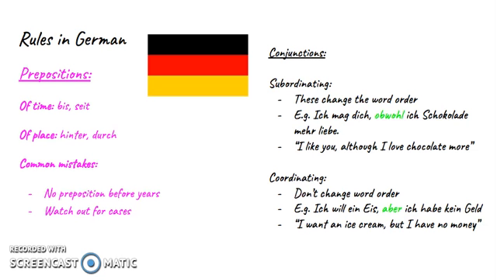Conjunctions. Subordinating conjunctions in German change the word order. In the dependent clause, they send the verb to the end. For example, ich mag dich, obwohl ich Schokolade mehr liebe. In this case, the verb liebe has been sent to the end. Other examples are aus and weil. Coordinating conjunctions don't change the word order in a sentence. For example, these include und, aber, and sondern. An example is ich will ein Eis, aber ich habe kein Geld. Here, the verb habe stays after the subject.